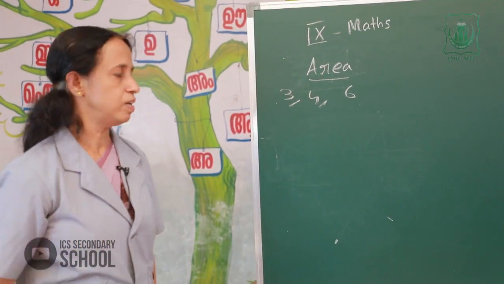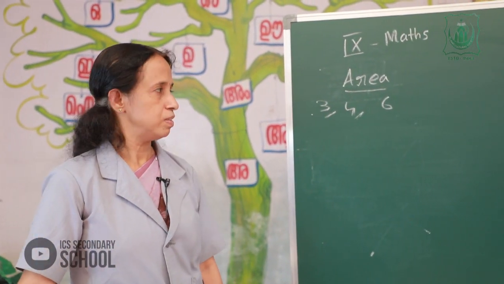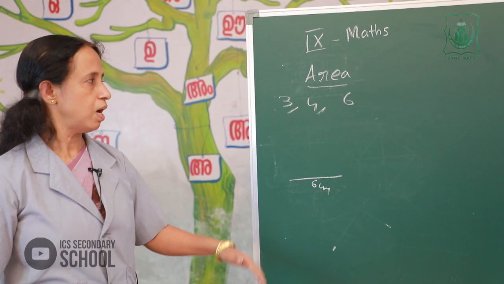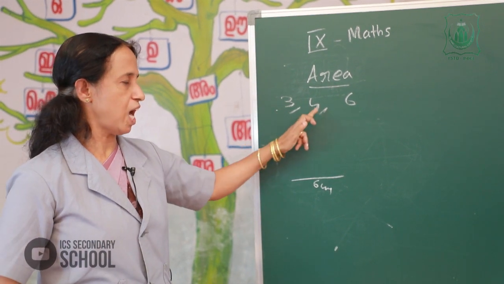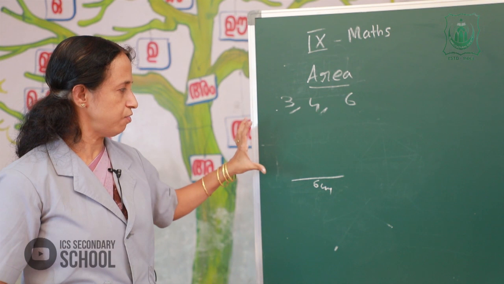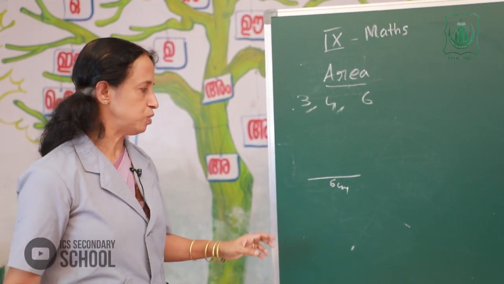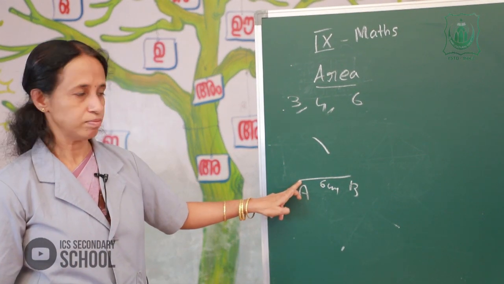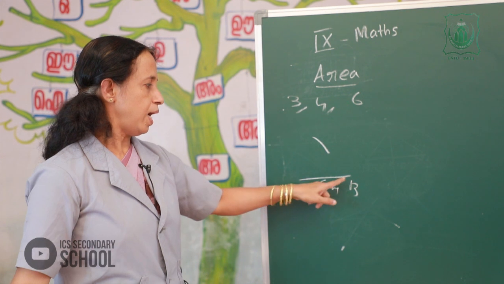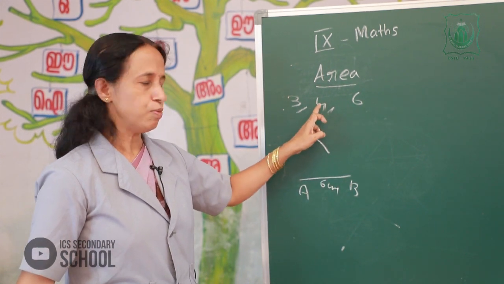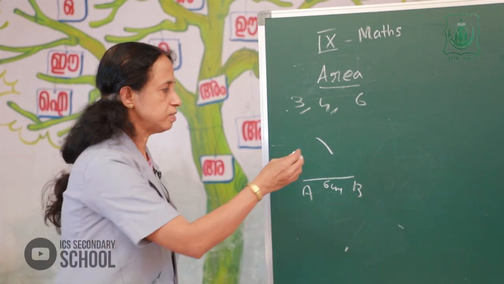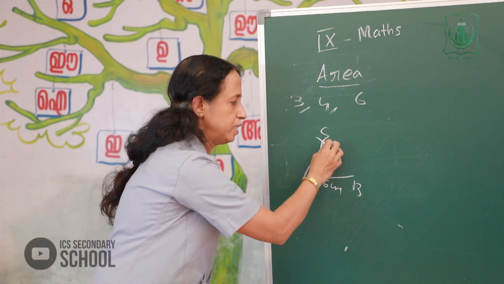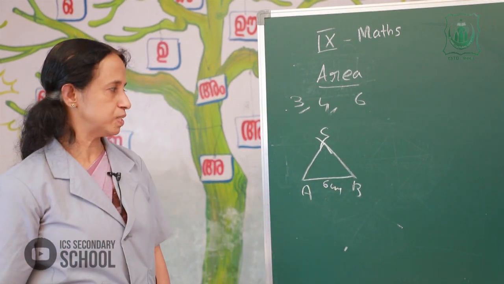First, draw a triangle with the given measures. The base of the triangle is 6 centimeters. The other sides are 3 and 4 centimeters. Measure 3 centimeters on the scale and draw an arc centered at A. Then measure 4 centimeters on the scale and draw an arc. Connect C to A and C to B.